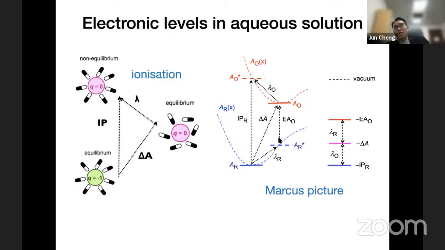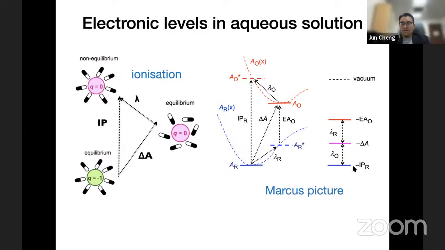An opposite process can also happen. We can vertically attach an electron to the oxidized state, and the solvent structure remains as it is. After a while, the solvent structure will reorganize or relax to the reduced state, which gives another reorganization energy. That's the vertical electron attachment, the electron affinity. Anyway, if we put all these energies in a level diagram, we have a vertical ionization potential corresponding to that energy difference. We reference to the vacuum, and that will be this level.